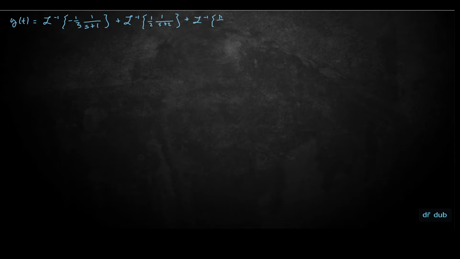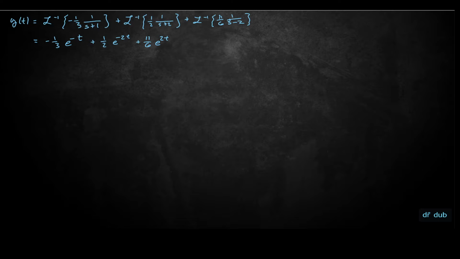So the inverse Laplace, y of t, is going to be Laplace inverse of -1/3 times 1 over s plus 1, plus Laplace inverse of 1/2 times 1 over s plus 2, plus Laplace inverse of 11/6 times 1 over s minus 2, which is going to be -1/3 e to the negative t plus 1/2 e to the negative 2t plus 11/6 e to the 2t.